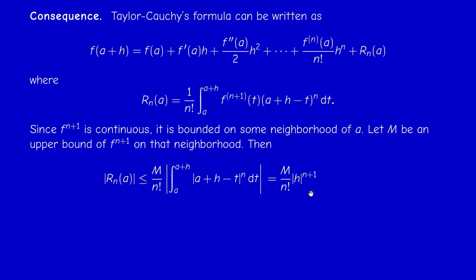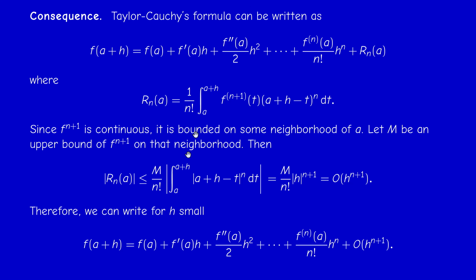And it's convenient to write this as a big O. Instead of writing big O of modulus of h to the n plus 1, we just write big O of h^(n+1), just to simplify the notation. But we really mean here big O of absolute value of h to the power n plus 1. So when h is small, the remainder is big O of h^(n+1). Right? So now we can write Taylor-Cauchy in this way.